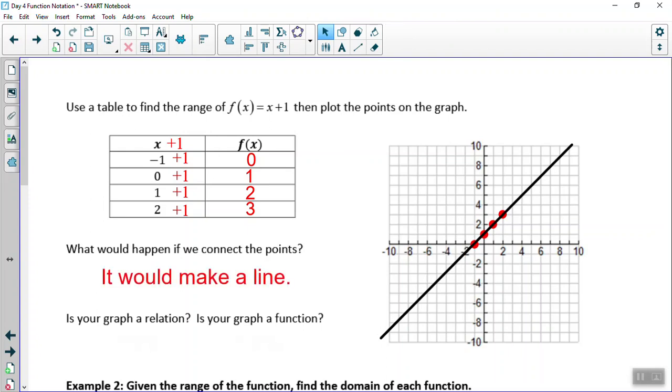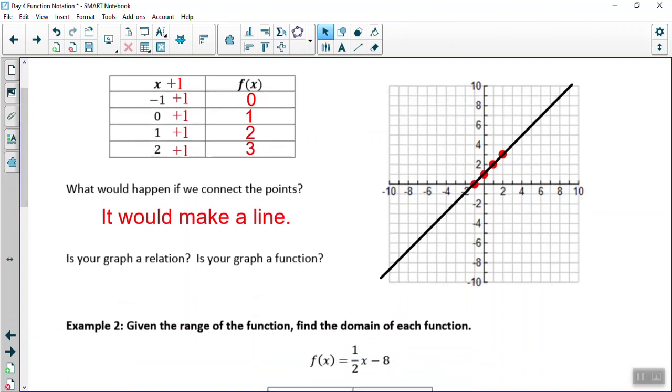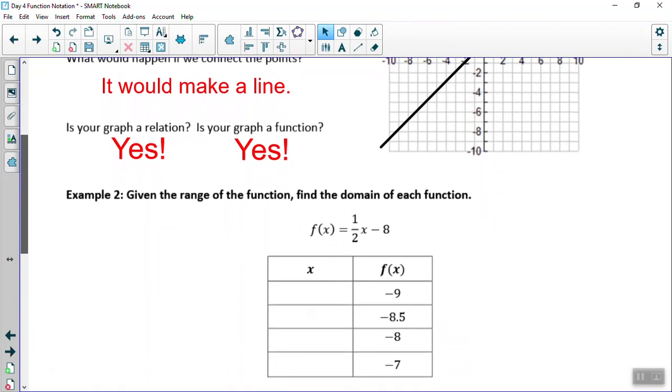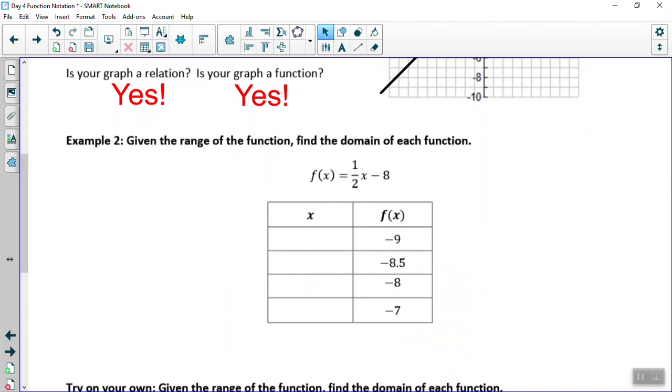Alright. Now, is our graph a relation? Well, yes it is, because anything that's a set of ordered pairs is a relation. Now, is our graph a function? Yes, it is. It passes that vertical line test. No matter where I draw a vertical line, I'm only ever going to hit that graph once.